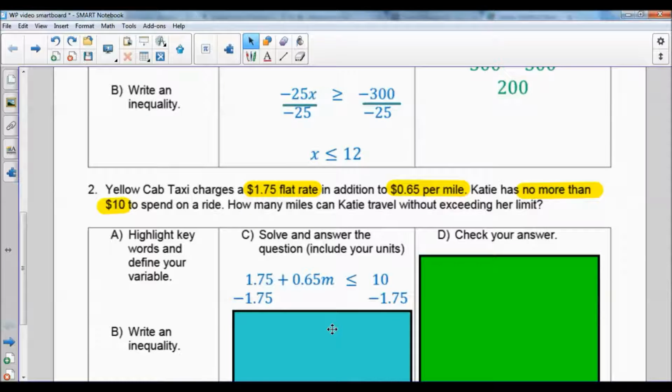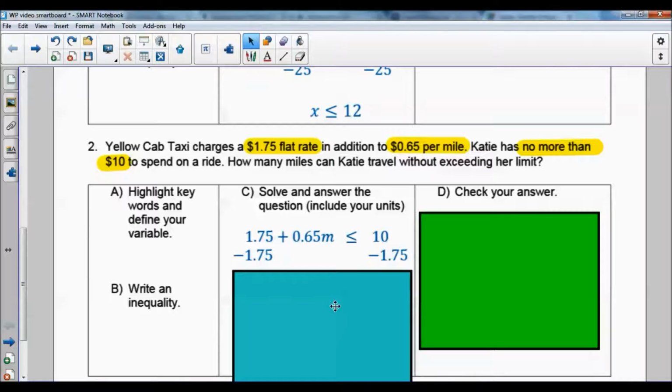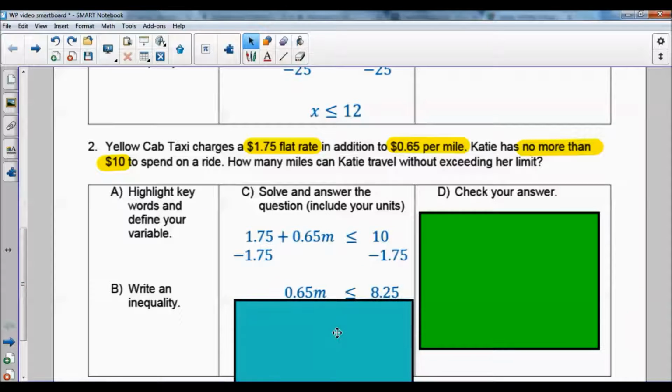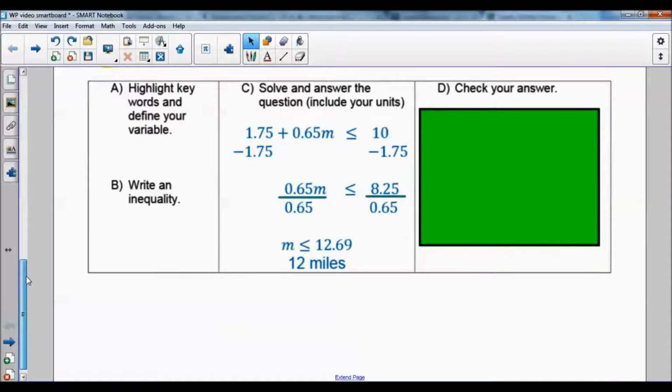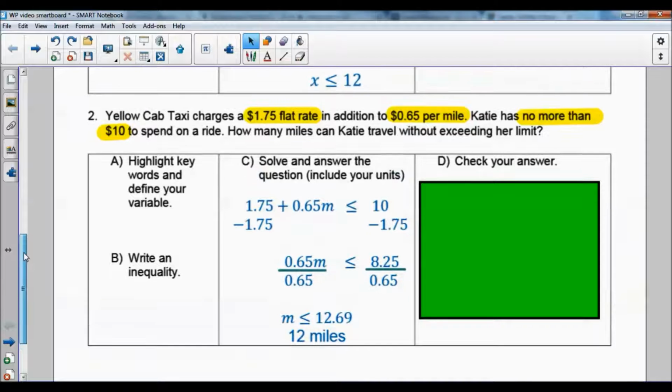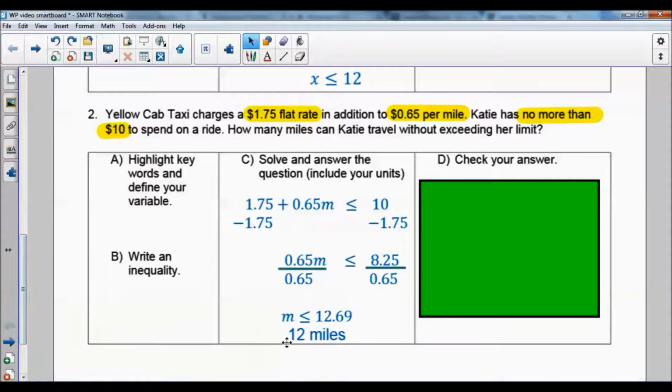Okay, so the first thing we do to solve it is subtract $1.75 from each side of our inequality, and we have 0.65m is less than or equal to 8.25, and then we just divide by 0.65, and we wouldn't have to flip our sign here because there's no negatives being divided. So we would have m is less than or equal to 12.69 or 12 miles, right? It's asking how many miles could she travel for $10 or less, and so we would say 12 miles because we wouldn't want to round up because then she might be spending too much money.